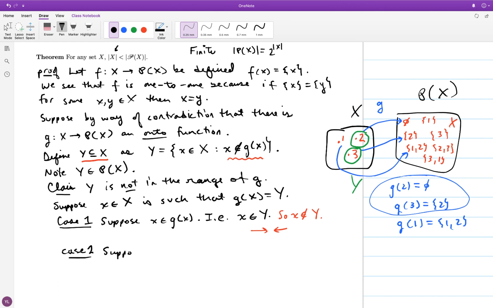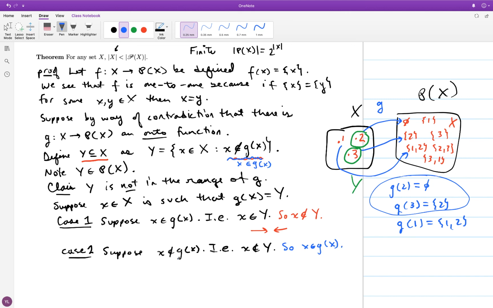So it must be the case then that X is not in G of X. That's literally the same thing as saying that X is not in the set Y, because again, Y is supposed to be G of X. All right, let's come back up to the definition of Y and see what we conclude from that. X is not in the set Y. All right, so X did not meet this condition right here. Otherwise, it would be in Y, right? So X not being in Y means that X must be in G of X.